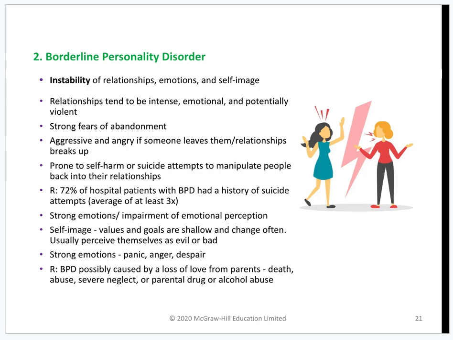Relationships tend to be intense and violent. They have these strong fears of abandonment. They think people are going to leave them. And if you leave me, I'm going to get angry. I'm going to get aggressive, prone to self-harm or suicide attempts to manipulate people back. So if you break up with them, they're prone to do something to themselves in an attempt to get you back.